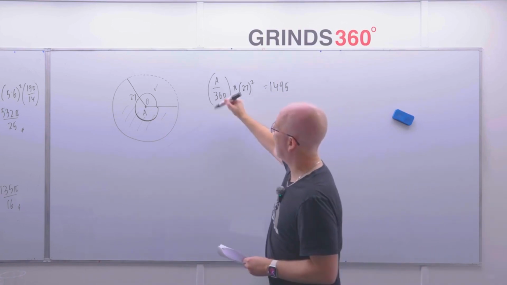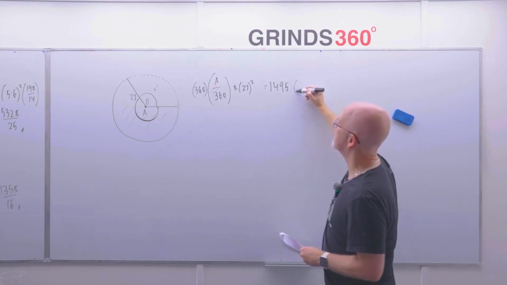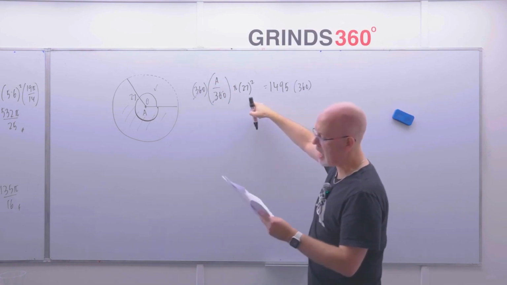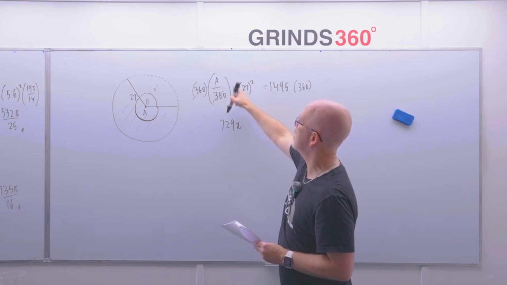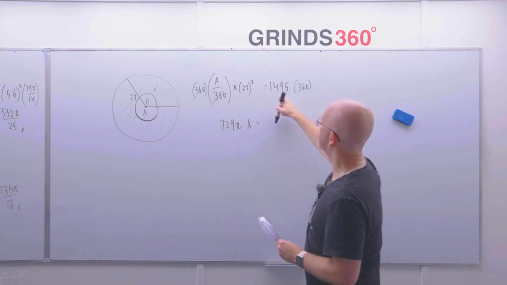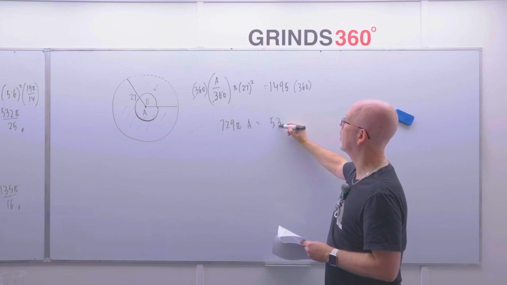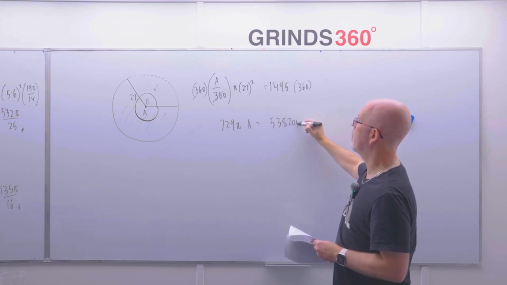So as usual, I'll remove the fraction first. I multiply both sides by 360, and when I do that, that'll cancel. And 27 squared is 729, so I get 729 pi times A is equal to, if I multiply those two numbers together, 538,200. That's just multiplying those numbers.